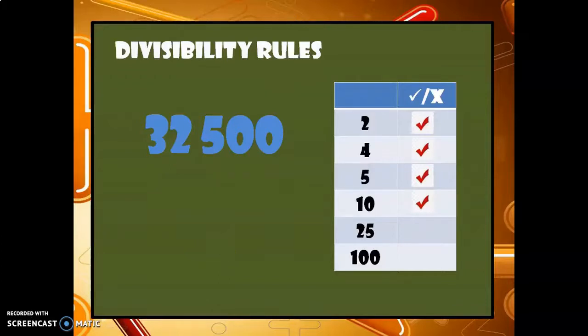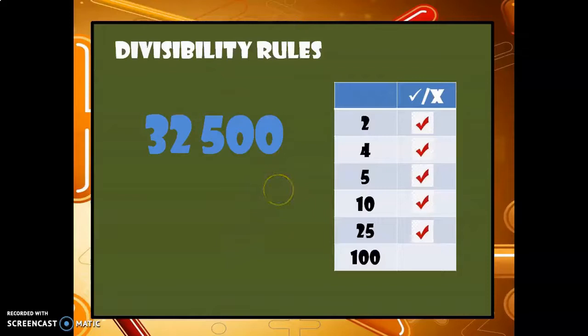Okay, what about divisible by 25? Yes, it is. So 32,500 is divisible by 25 because the last two digits are both zeros. But if you try to look at the third digit, which is also 500, 500 is actually divisible by 25, right? So that's why this number is also divisible by 25.